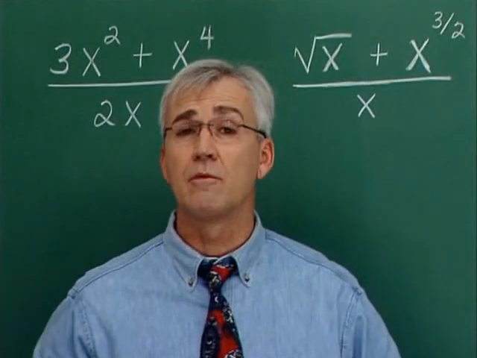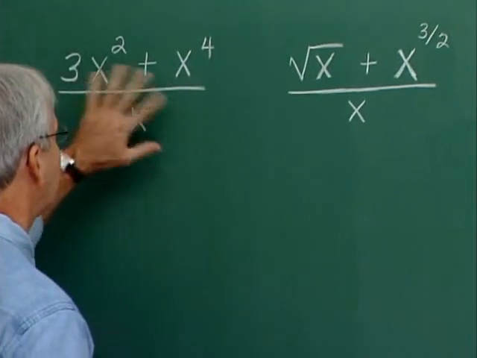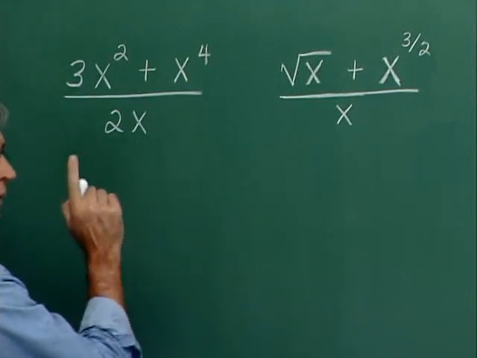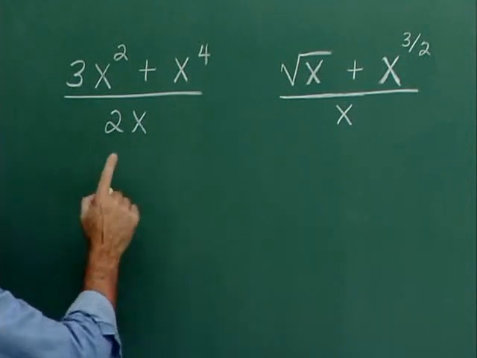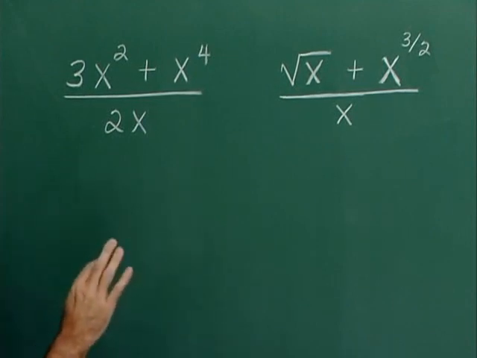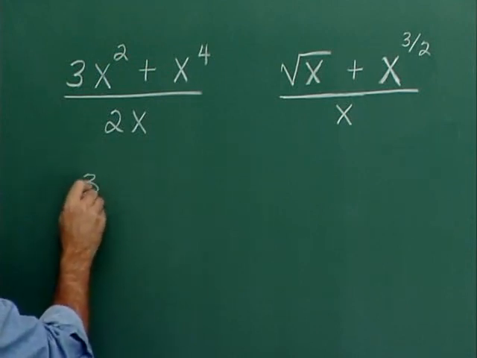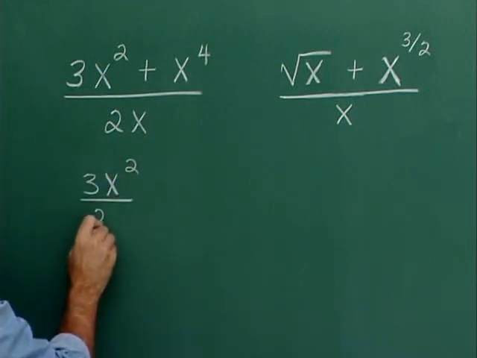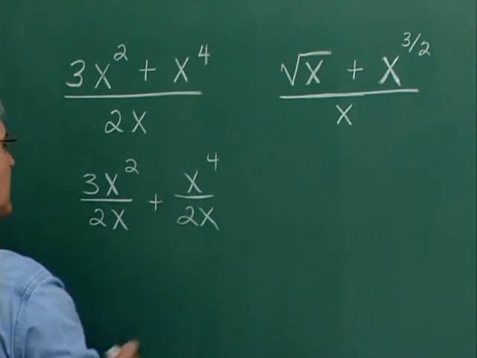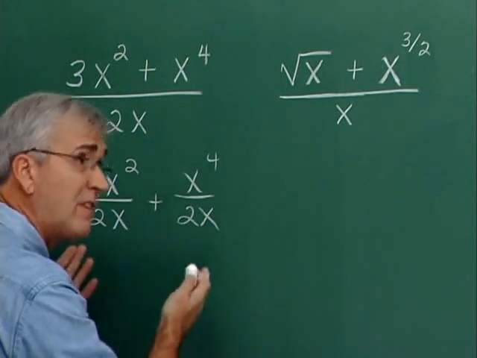Let's take a look at a few problems involving fractions. Now, there are 2 different strategies we can use to simplify fractions. One strategy is this. This is not the one we're going to use primarily, but I want to make sure we understand that it would be okay if we divided the 2x into each part of the numerator. It is a valid simplification, in other words, to say that this expression is the same as 3x squared over 2x plus x to the 4th over 2x. You see, we separate it into these 2 fractions and then simplify each of them, just reduce each of them as separate events.